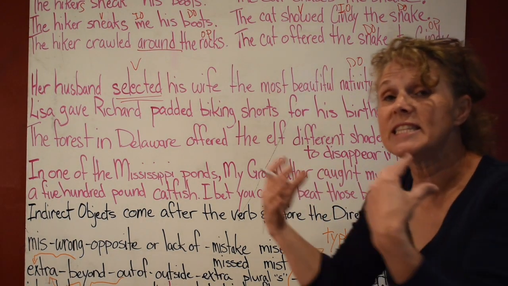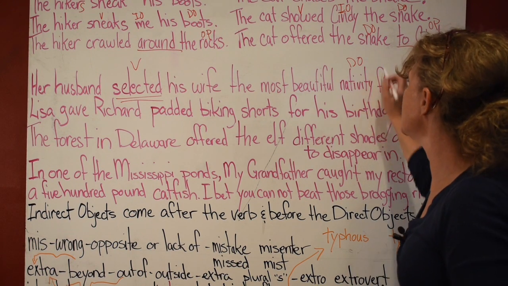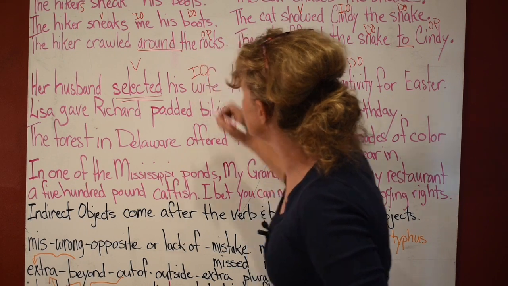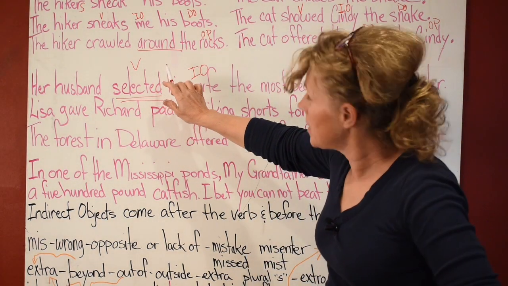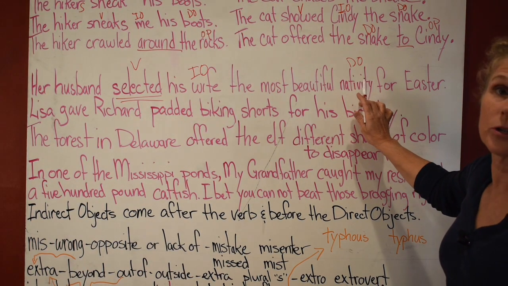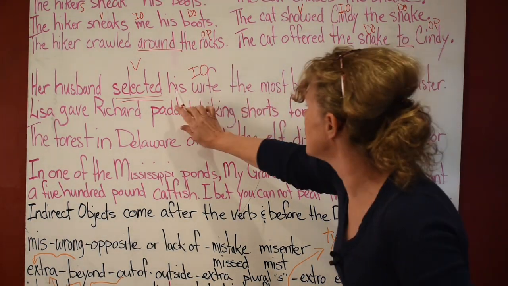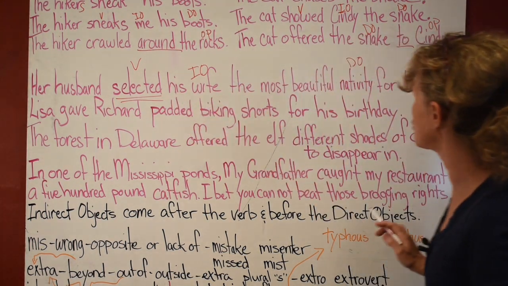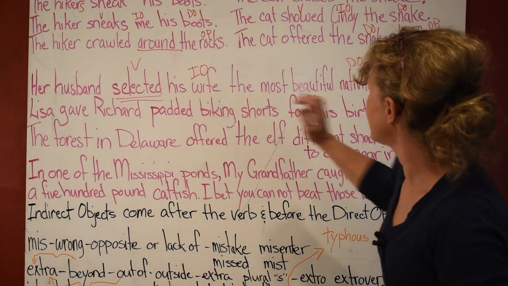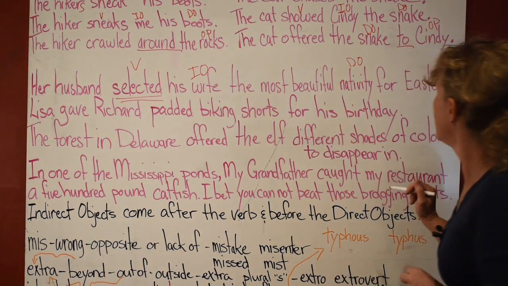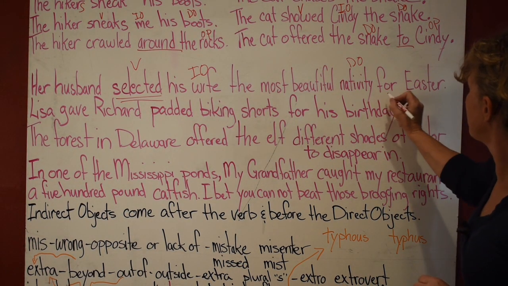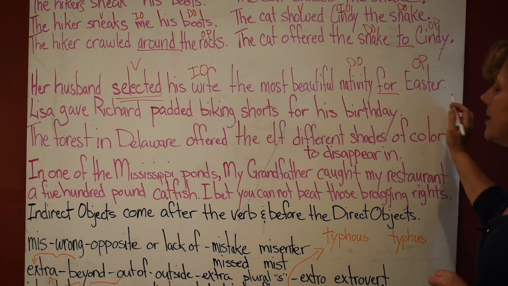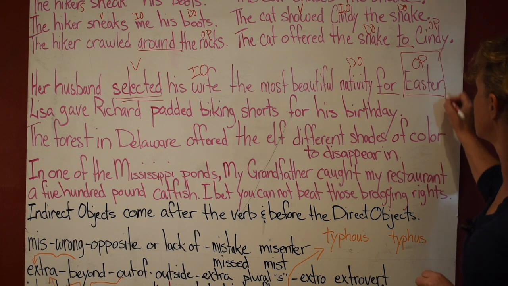Now, who is receiving the nativity? Who is the nativity going to be given to? The wife. So this is your indirect object. See how this is between the verb and the direct object. That's how you find it. We have lots of words in here, adjectives to describe, but that's where you're going to find it. Now, for is your preposition, and this is the object of the preposition. Okay, for Easter. This is a noun.